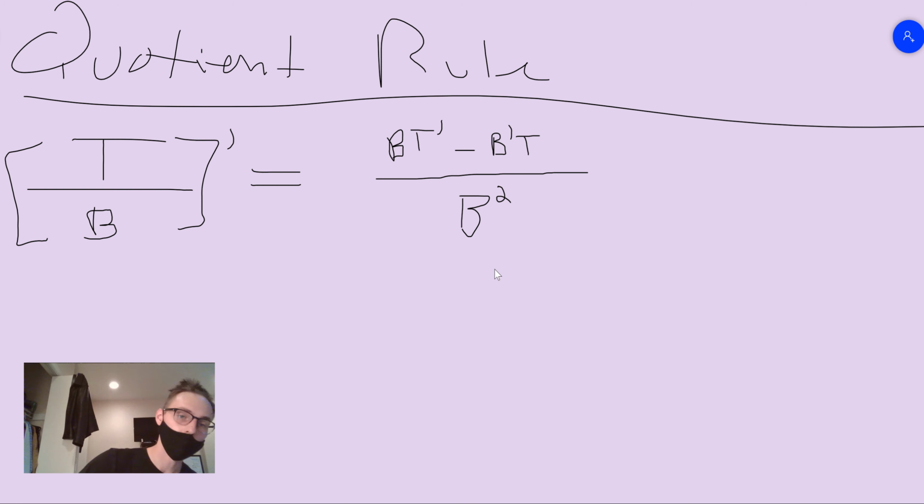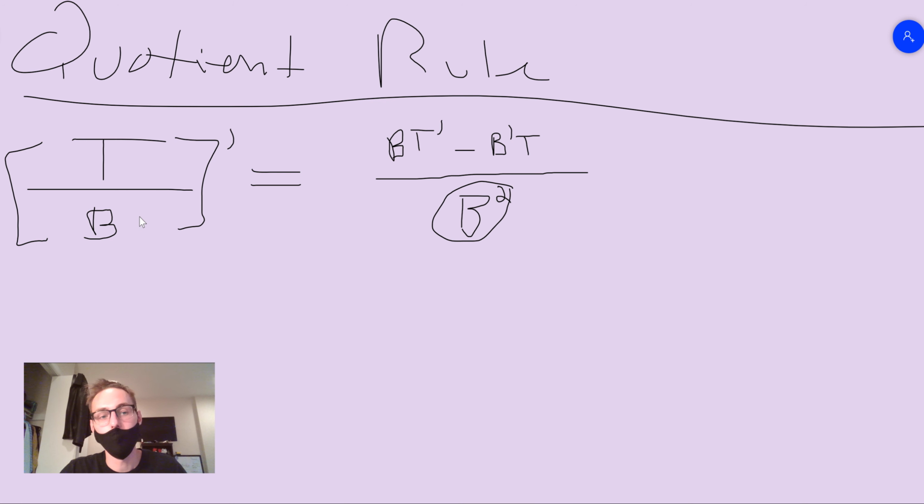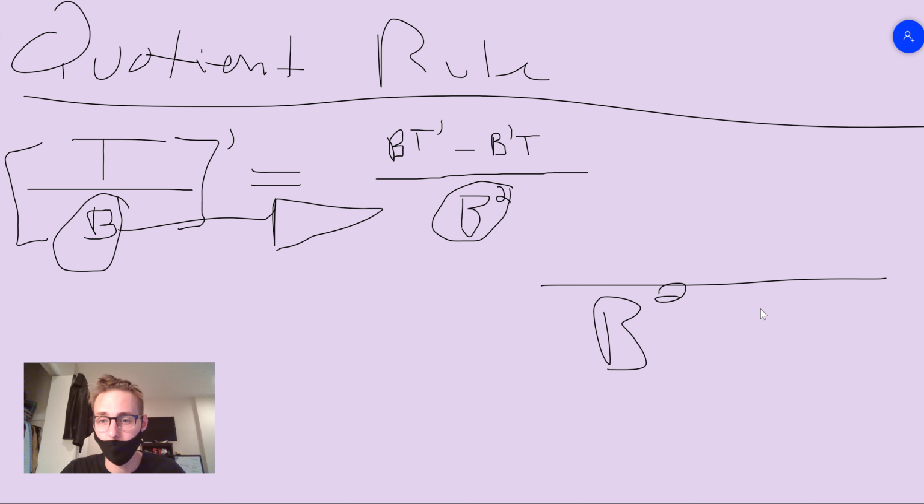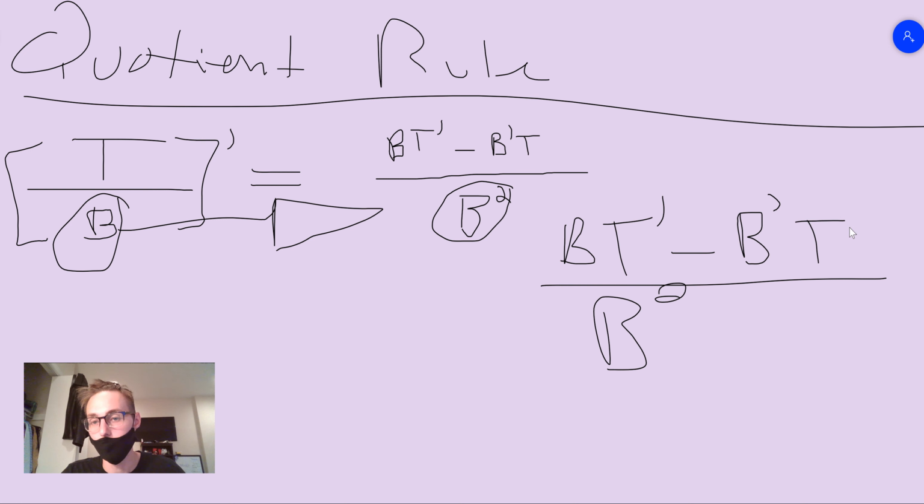An easy way to remember this is the expression bottoms up. You start with the bottom and it's squared. So that's easy to do. You take this bottom expression, move it over here, square it, and then square the bottom. After you do that, it's bottoms up. So you start with b, and then after that you have t prime, and then minus the derivative of b times t.